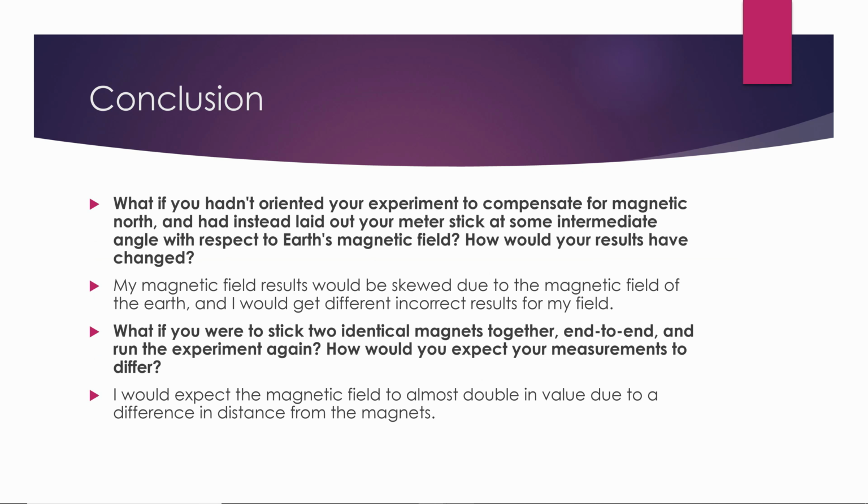What would have happened if I hadn't oriented my experiment to compensate for the magnetic north and then had instead laid out my meter stick at some intermediate angle with respect to the Earth's magnetic field? If I had done this, my magnetic field results would be skewed due to the magnetic field of the Earth, and I would get different incorrect results for my fields.